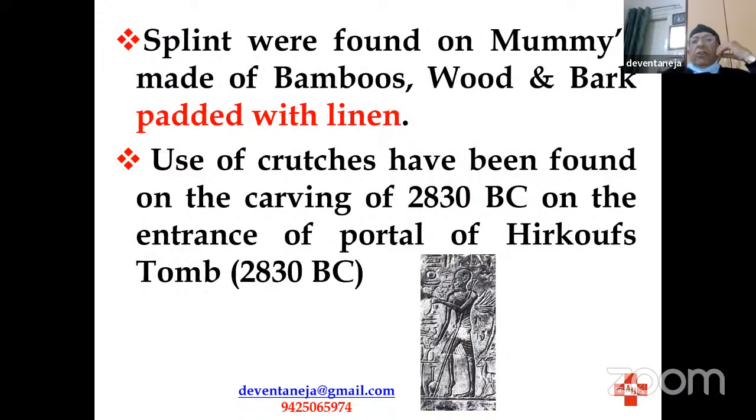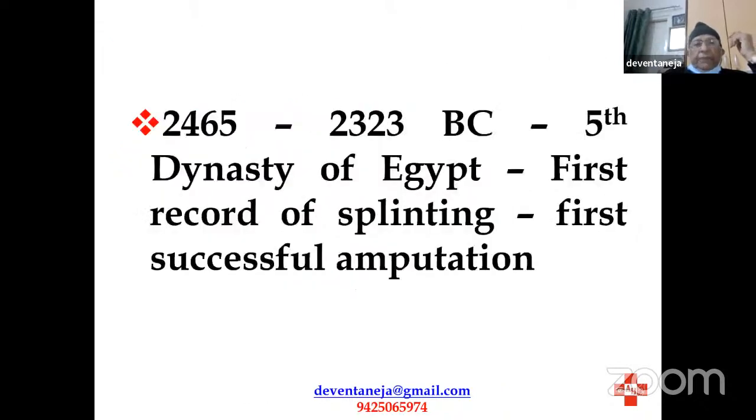Splints were found on the mummies made of bamboo, wood, and bark, which were padded with linen, and this is what they used to do if there was a fracture. And use of crutches has been found on a carving of 2830 BC on the entrance of the Hirkhuf tomb. So they found that people were even using crutches to ambulate, especially patients who had a paralyzed limb because of polio.